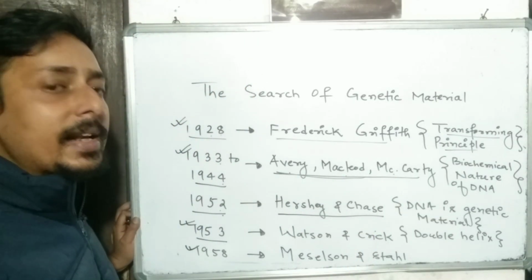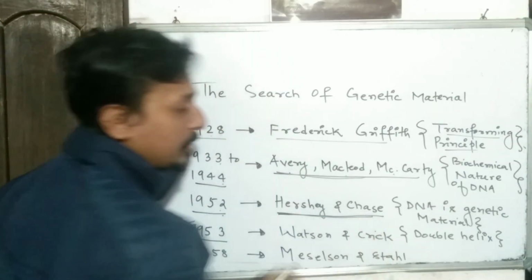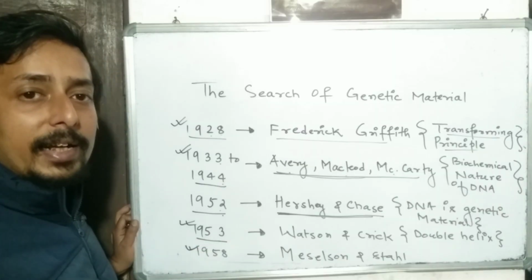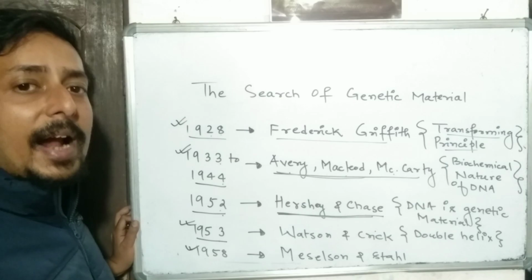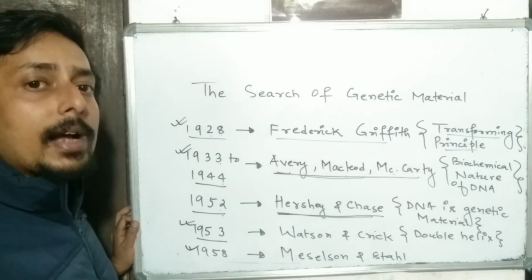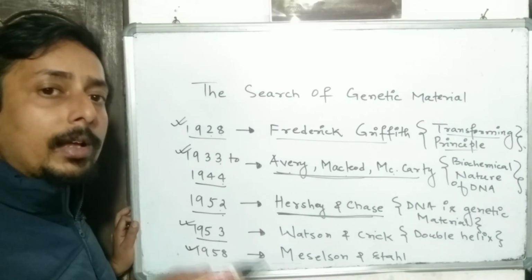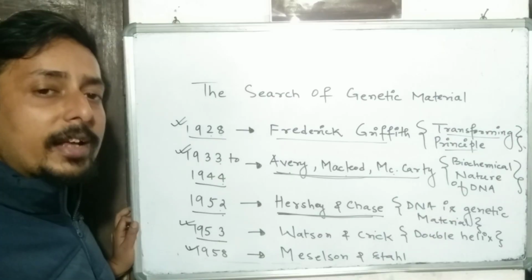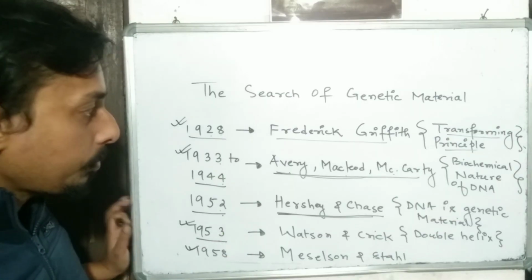The surety of the DNA came from two scientists in 1952, the Hershey and Chase experiment. Then in 1953, Watson and Crick gave their double helix structure. Then from there, people tried to know the replication mechanism: how the DNA replicated, how the replicated DNA is transferred into the cell when the cell divides, like mitosis happens, meiosis happens. All those things started from there on.